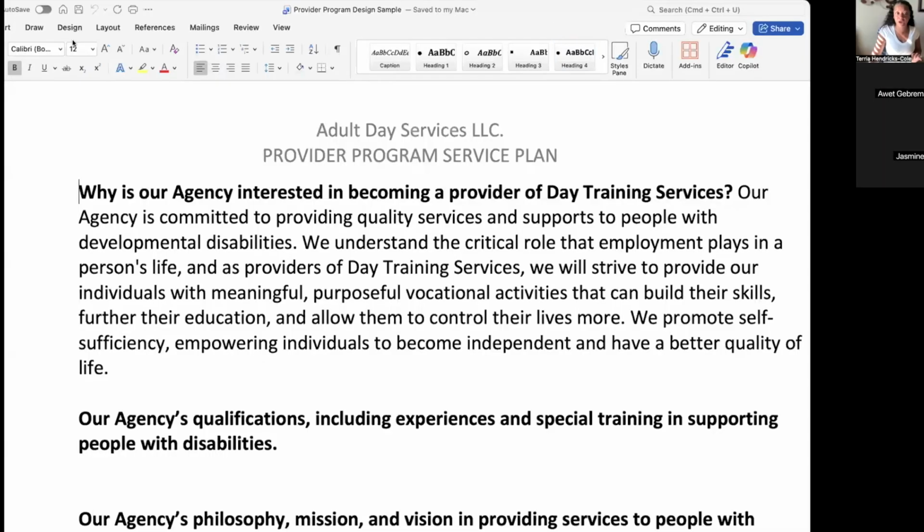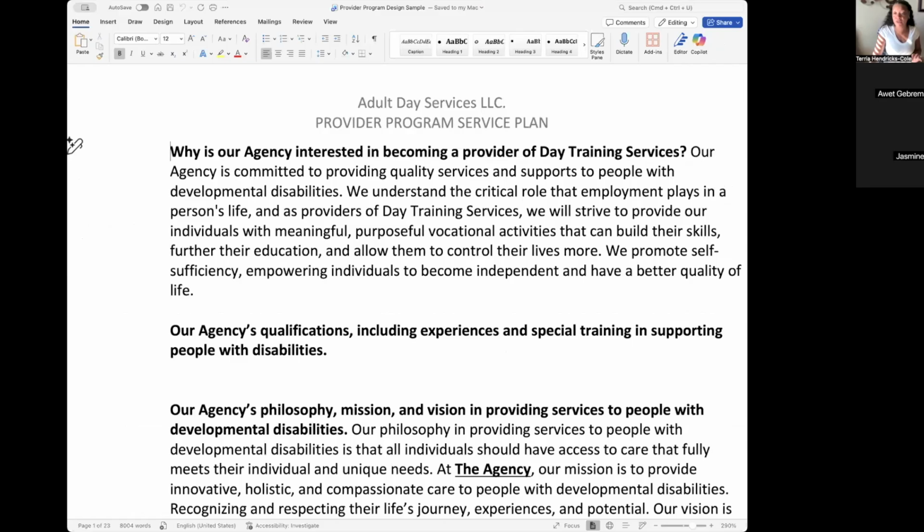Okay, so now that we have an overview of how the training is going to go, we're going to start our training. I'm going to share my screen now. We're going to cover our provider program service plan. This is the very initial document that you will need to present to the state before they accept your application. So this is a very important document that will be required.